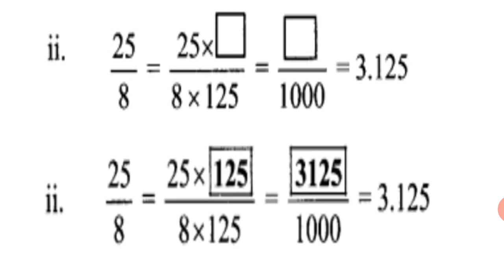So 25 into 125 gives you 3125 upon 1000. Now 3 zeros in the denominator, so count 3 digits from right, place a point, and you get your answer as 3.125. Okay.